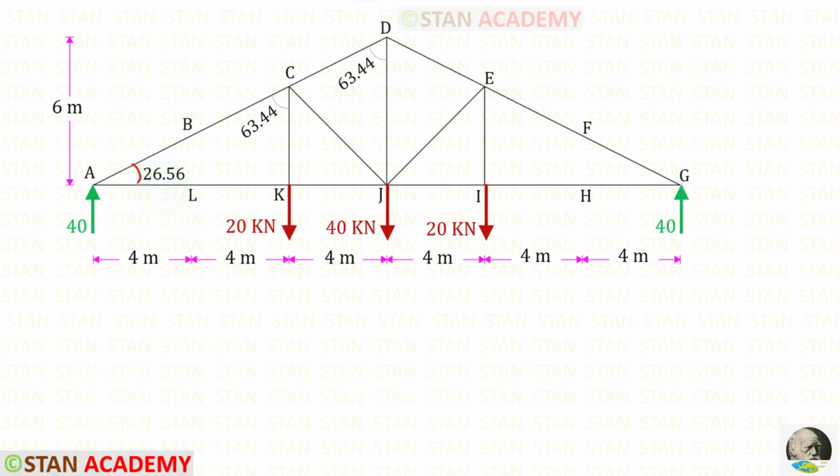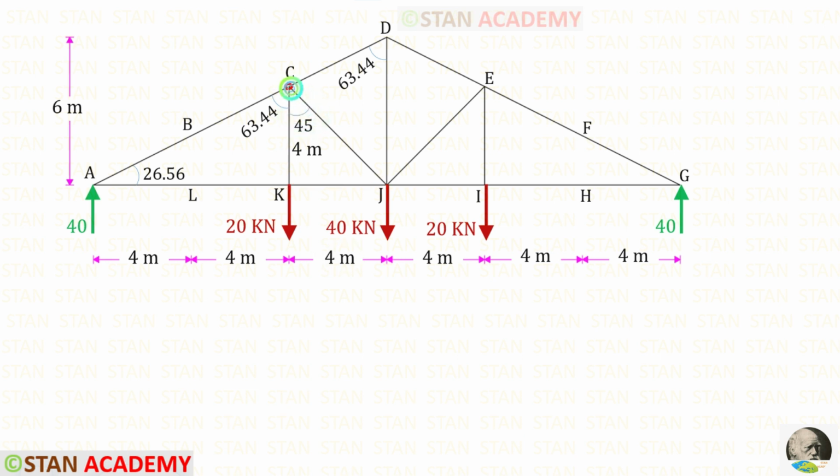If this angle is 26.56, this angle and this angle should be 90 minus 26.56, so that we will get 63.44. We need to find this height. For the distance of 12 meter, the height is 6. So for 12 it is 6, but we need the height at the distance of 8. So we have to multiply with the 8. In this way we are getting this height as 4 meter. This height is 4 meter and this distance is 4 meter. So this angle should be 45 degree.